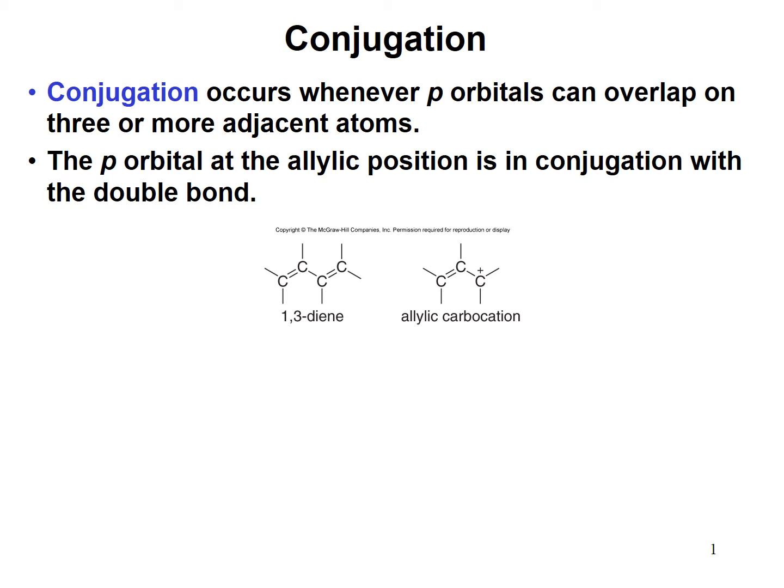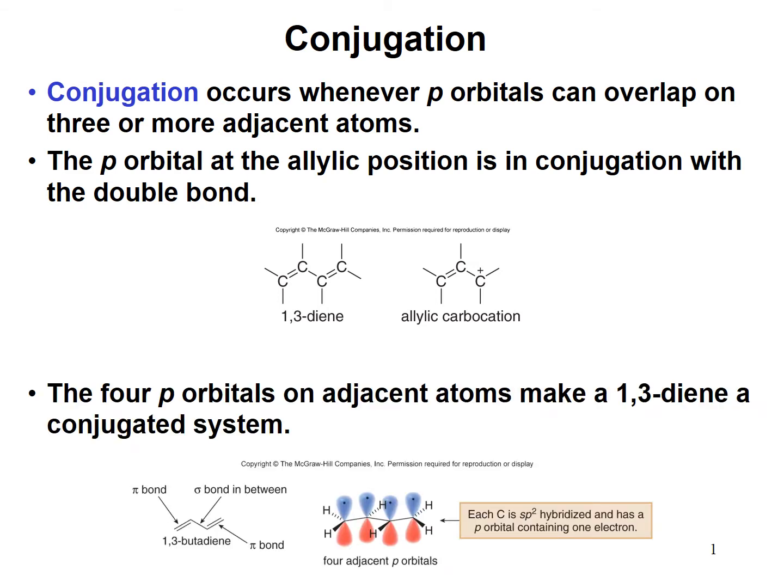Conjugation occurs whenever p orbitals can overlap on three or more adjacent atoms. Take, for example, having a p orbital next to a double bond. If the p orbital is in the allylic position to the double bond, it is considered to be in conjugation with that double bond.